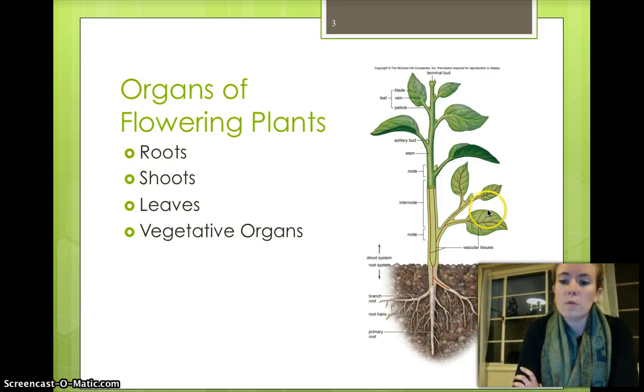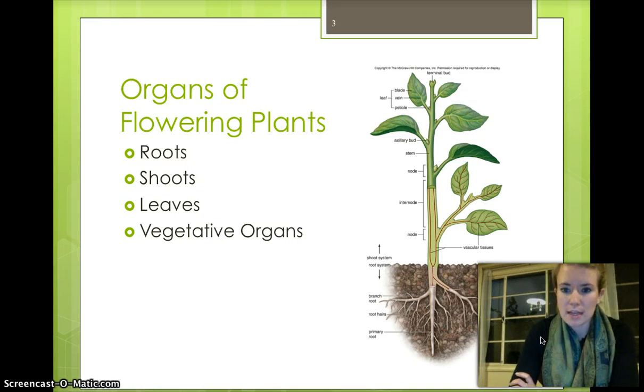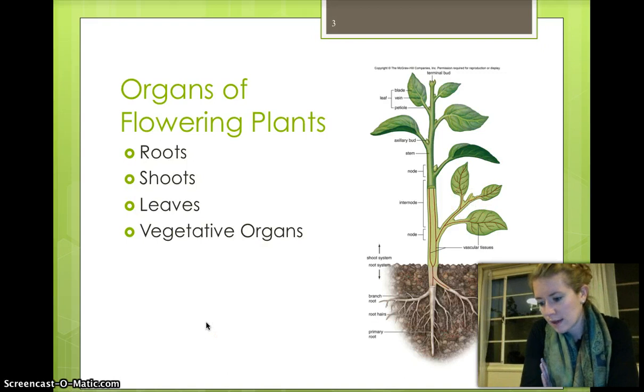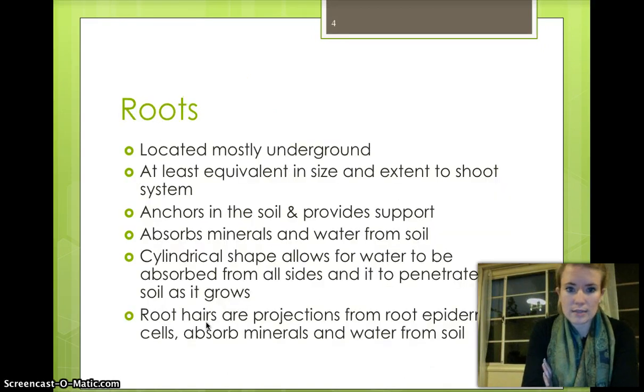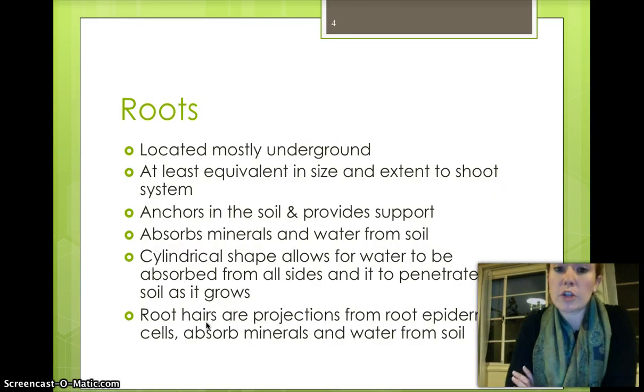and the leaves, which are the three vegetative organs. By vegetative, it basically means things that are not reproductive organs. Reproductive organs are things like flowers, fruits, everything like that. These are all the parts that are just the regular part of the plant. So the roots are what we find below the soil. Then the shoots are everything above, broken into the stems and the leaves. So those are our three types of vegetative organs. So first we have the roots, which are located mostly underground.